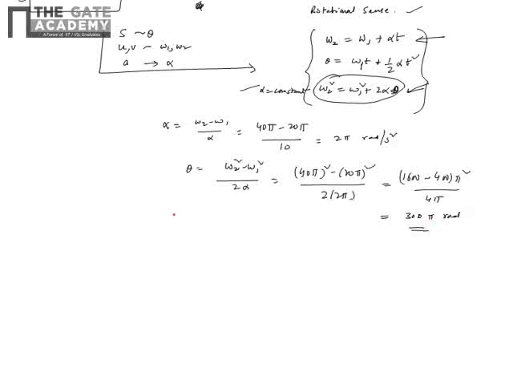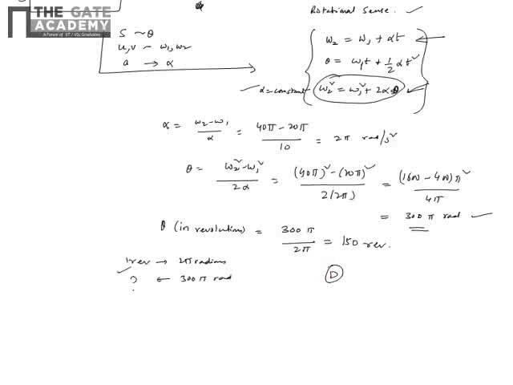But what is asked is in revolutions. We have the angle in radians, so we need to divide by 2 pi to get revolutions, because one revolution is 2 pi radians. So 300 pi radians divided by 2 pi gives 150 revolutions. So the answer is D. Thank you.